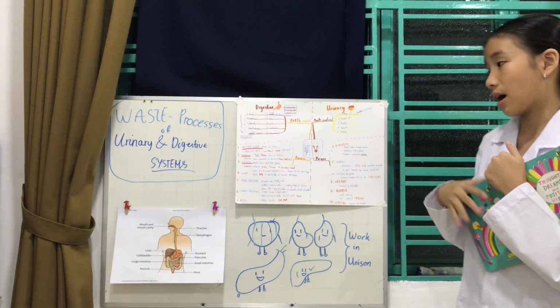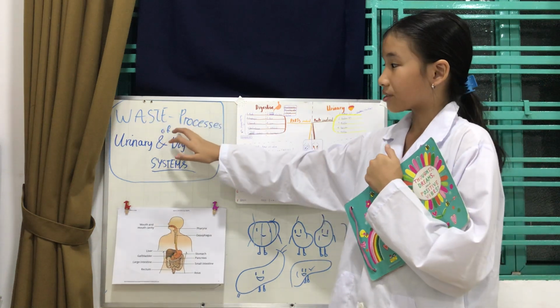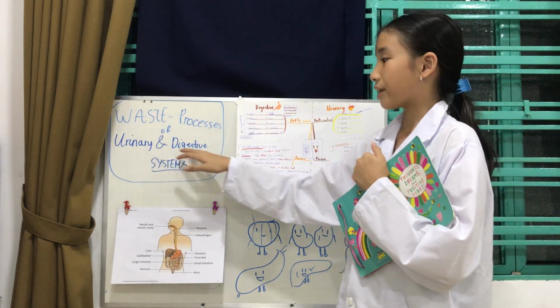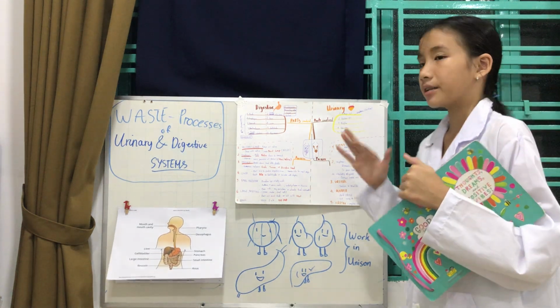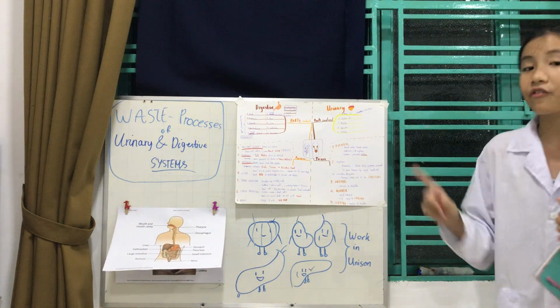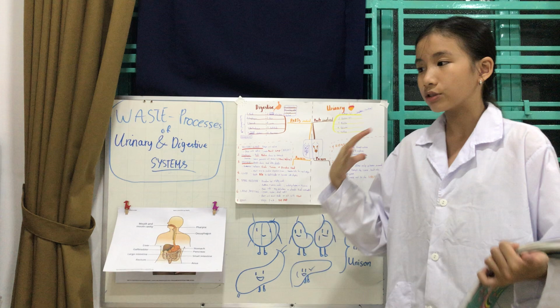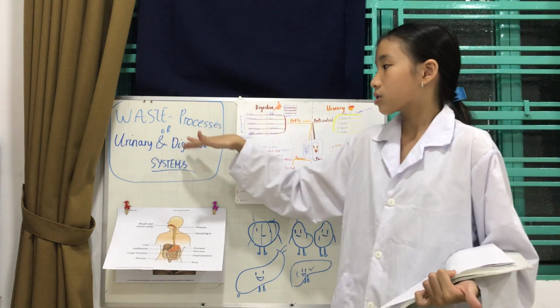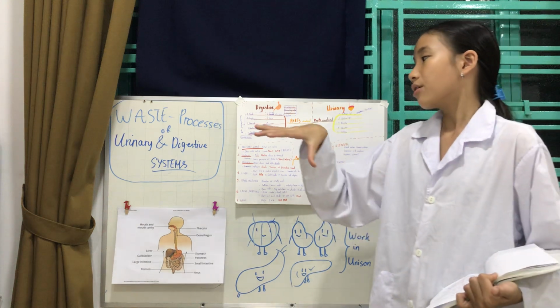In this video, I'm going to talk about the waste processes of the urinary and digestive systems. I'm going to talk about four main parts. The first part is the introduction. I'm going to introduce what these two systems are, and then I'm going into the main parts.